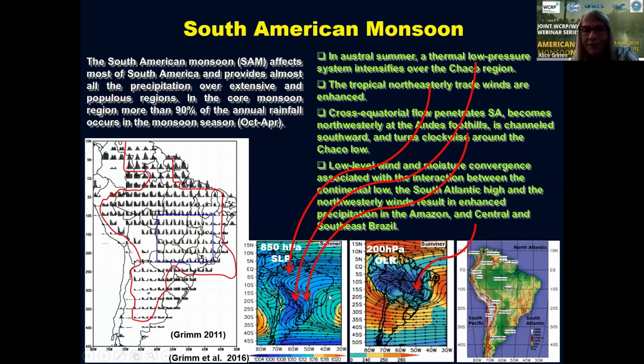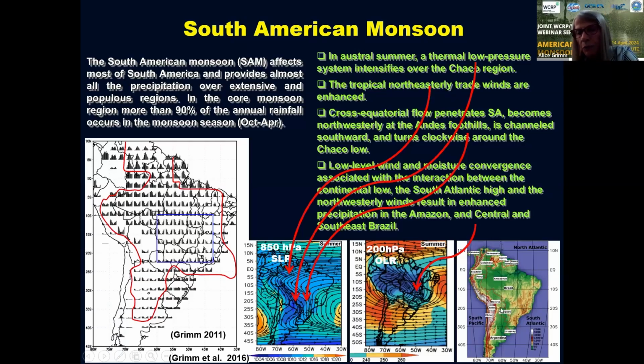So in summer, actually, we don't have a complete reversal of the wind, but the zonal component here in the core monsoon region reverses its direction. In winter it is easterly, and in summer it is westerly. And this westerly component then takes moisture into the central region of South America.